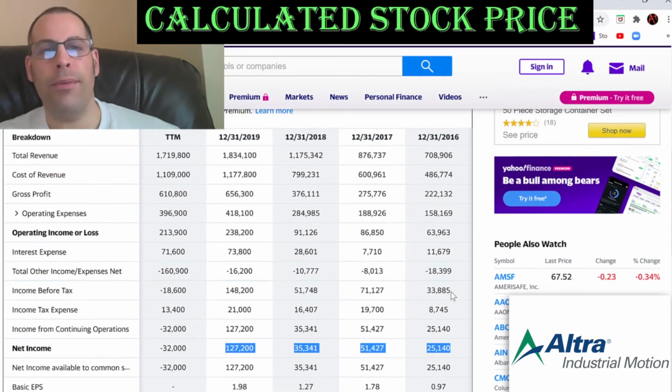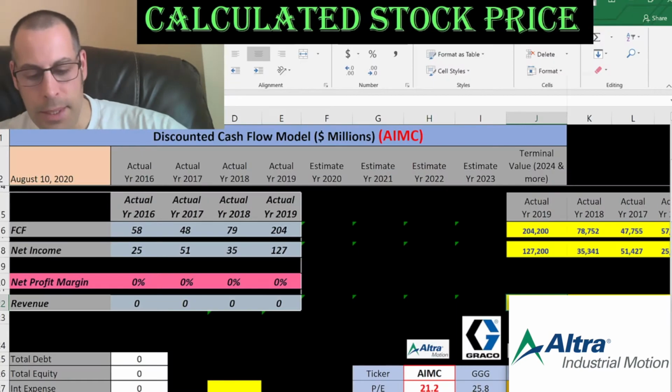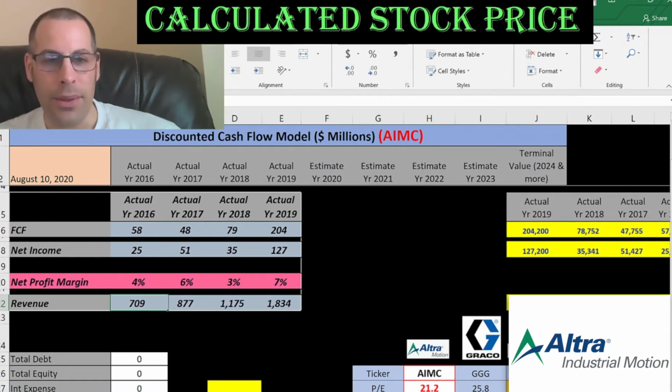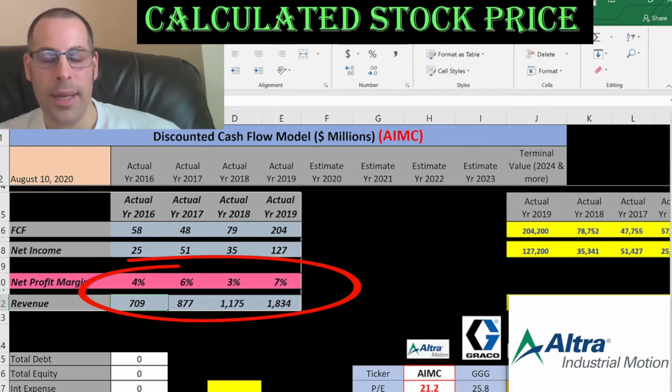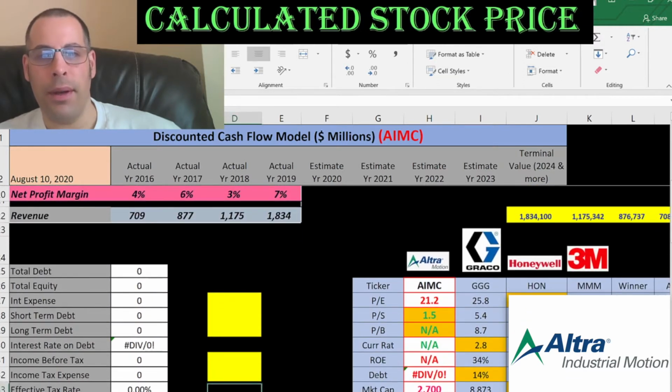We also need the revenue, which are the sales for each year. That's also on the income statement. The sales more than doubled from 2016 at $700 million to $1.8 billion in 2019. So everything looks pretty good so far, so we should get a good value for the company.